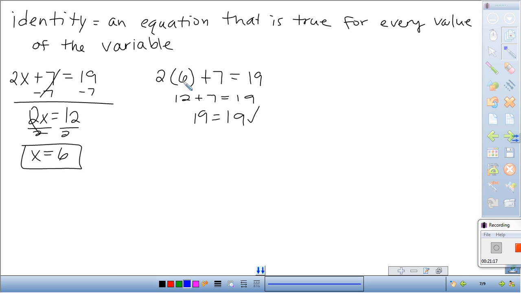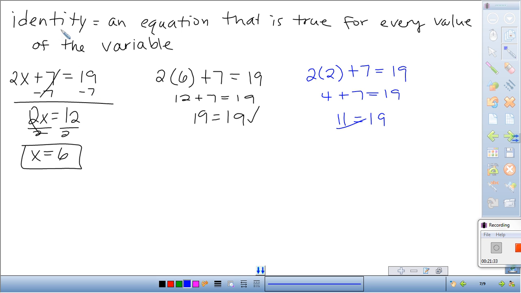Well, let's try another number. What if we tried, instead of 6, let's try 2. So 2 times 2 plus 7 equals 19. Is that true? 2 times 2 is 4, plus 7 is 11. Does 11 equal 19? No, it does not. The reason is that 2 doesn't work for this equation. The only number that will make the left side equal to the right side is 6. That's why when we solved our equation, we ended up with the number 6, because that's the only number you could put in for x where the left side would equal the right side.